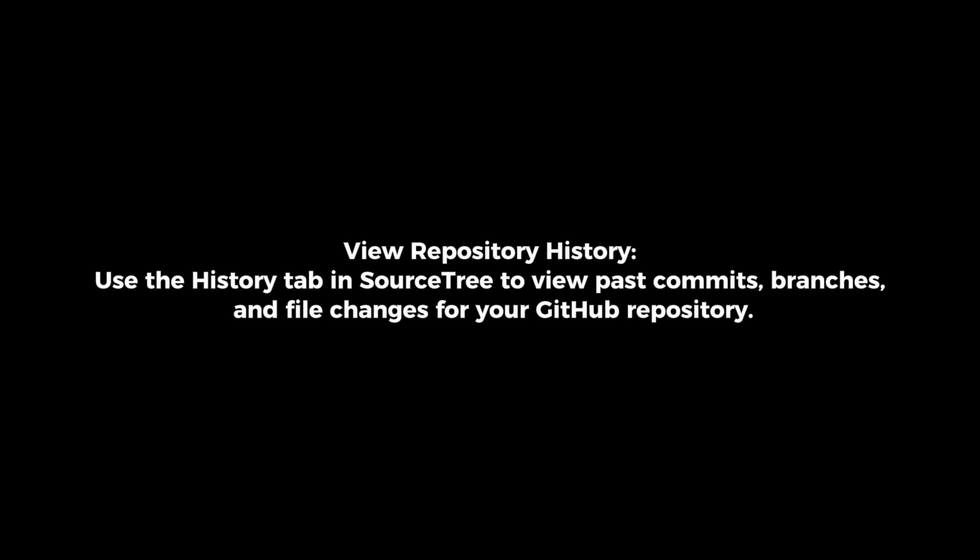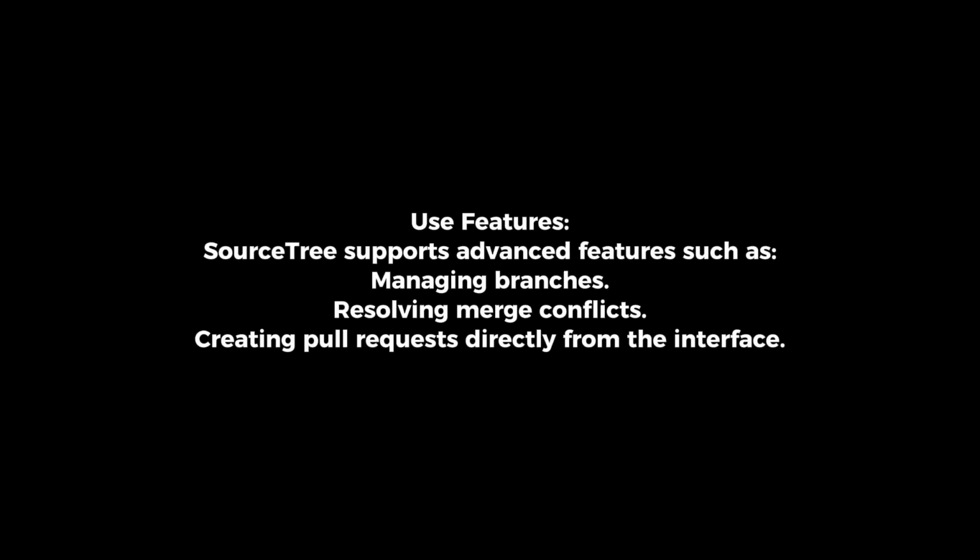View repository history. Use the History tab in SourceTree to view past commits, branches, and file changes for your GitHub repository. Use features. SourceTree supports advanced features such as managing branches, resolving merge conflicts, creating pull requests directly from the interface.